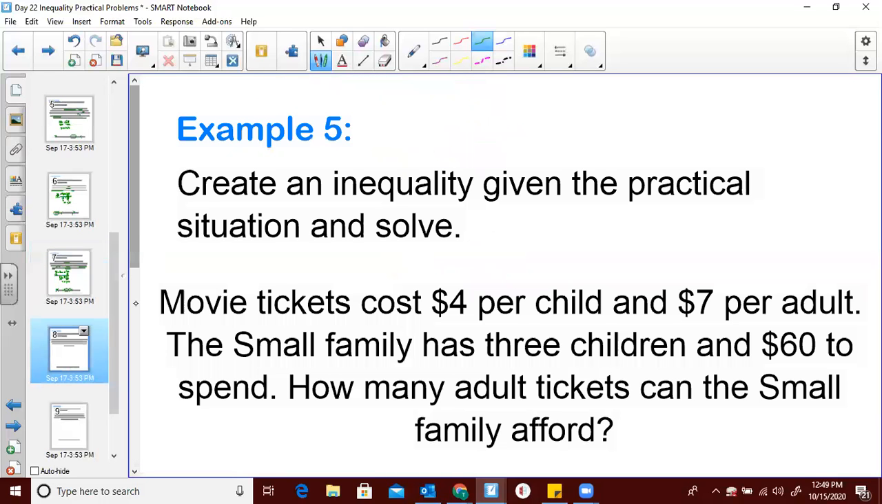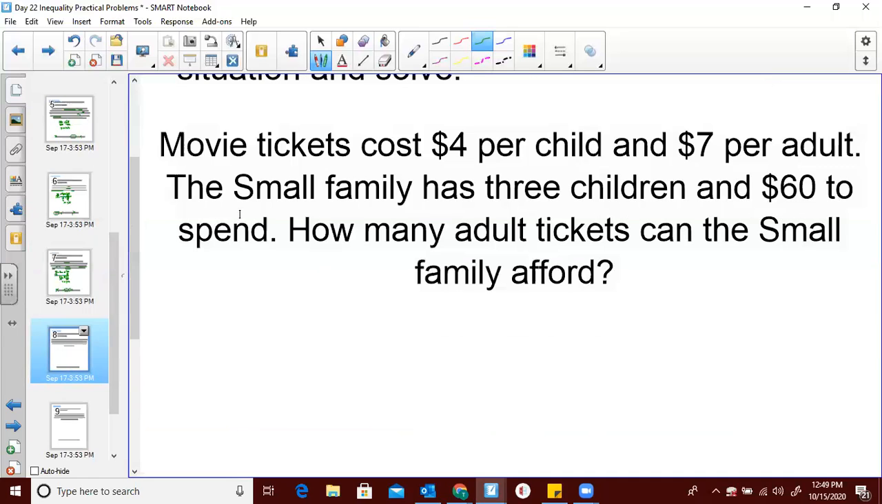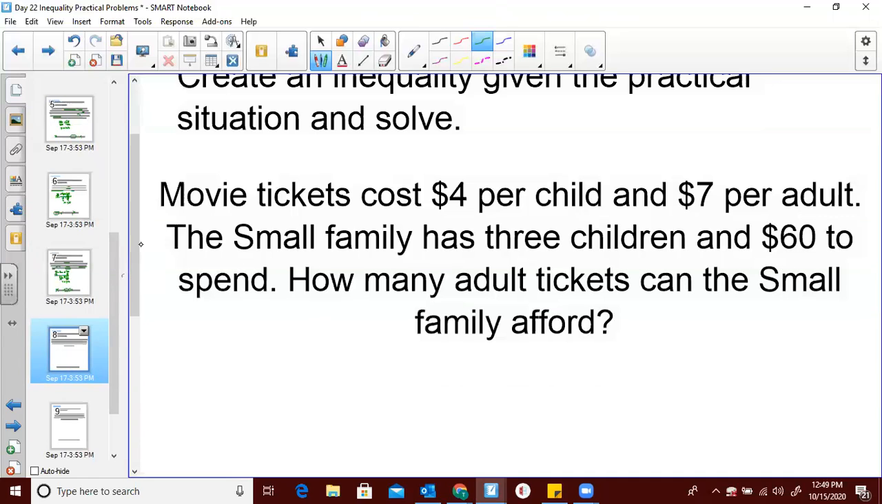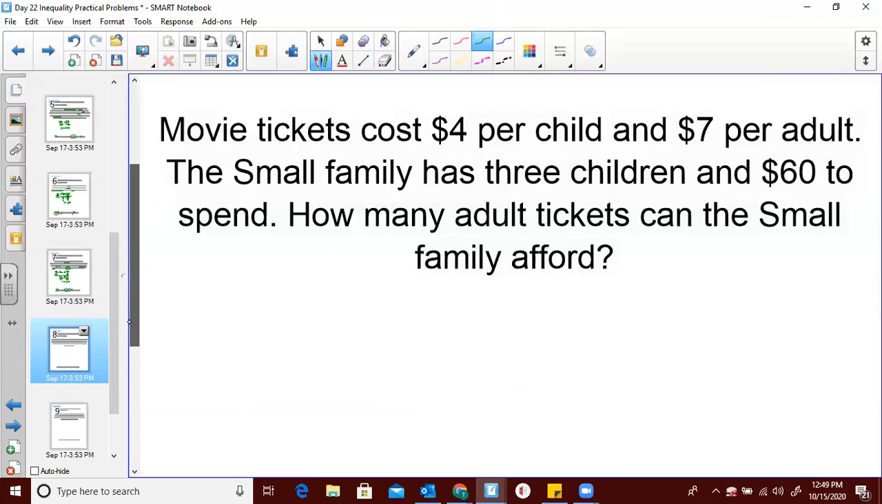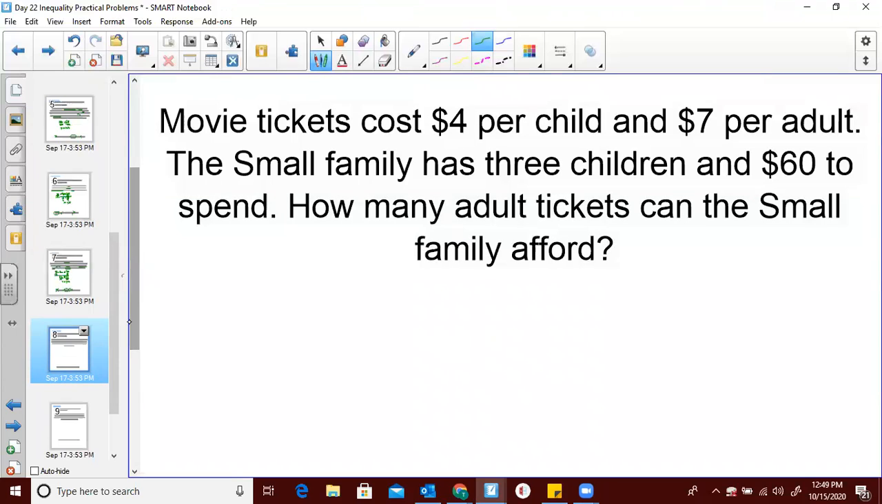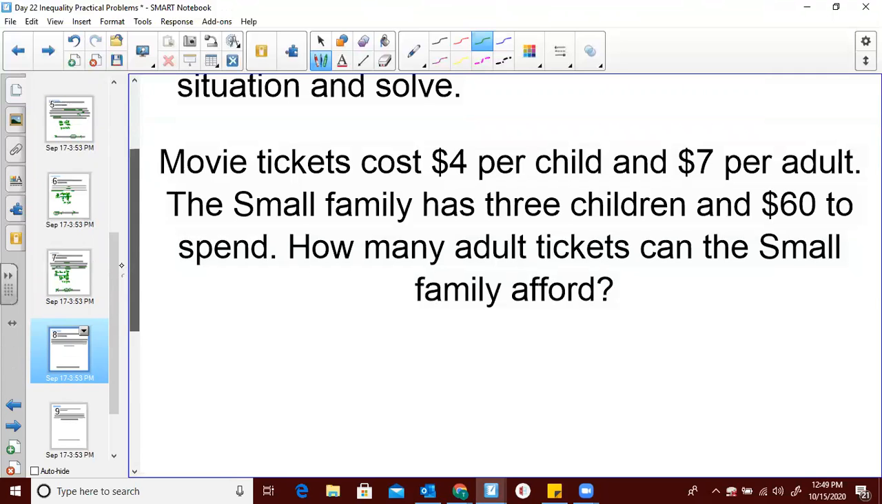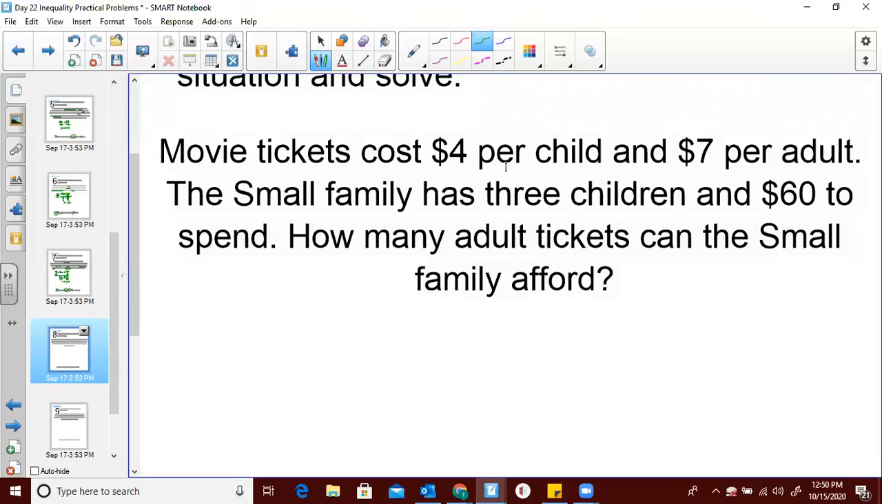All right, so now something a little bit different. Movie tickets cost $4 per child, $7 per adult. The small family has 3 children and $60 to spend. How many adult tickets can the small family afford? So the movie tickets cost $4 per child, $7 per adult. We have our words "per" here.